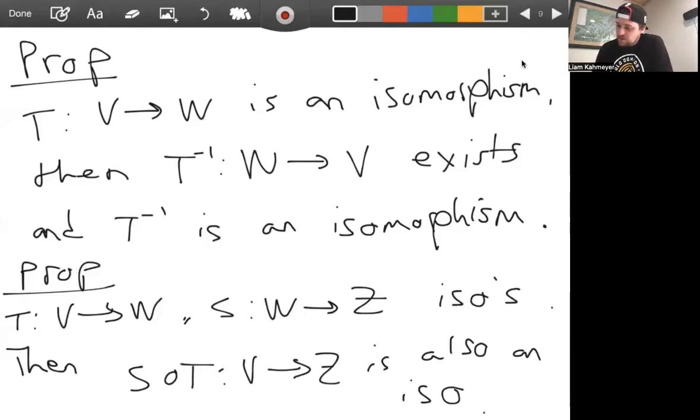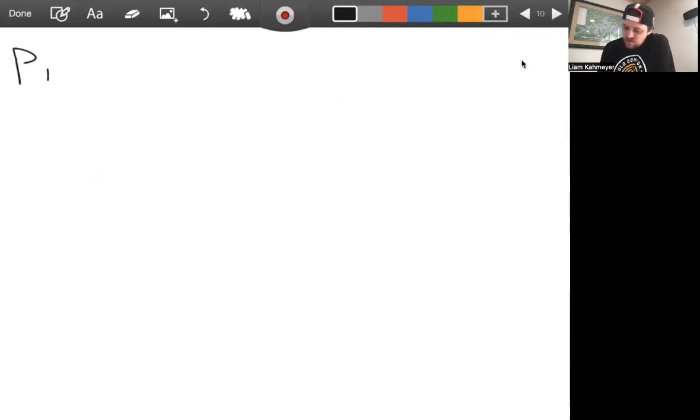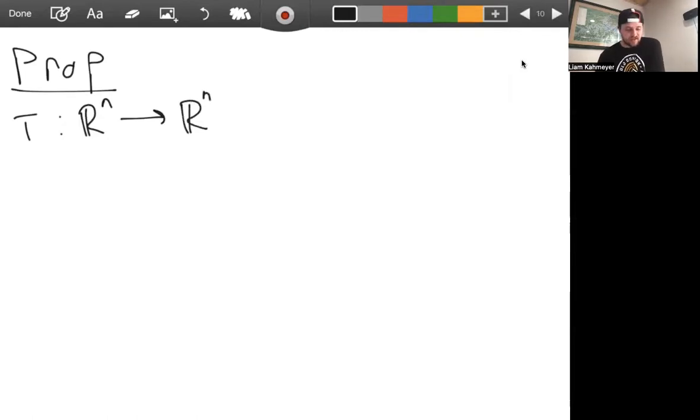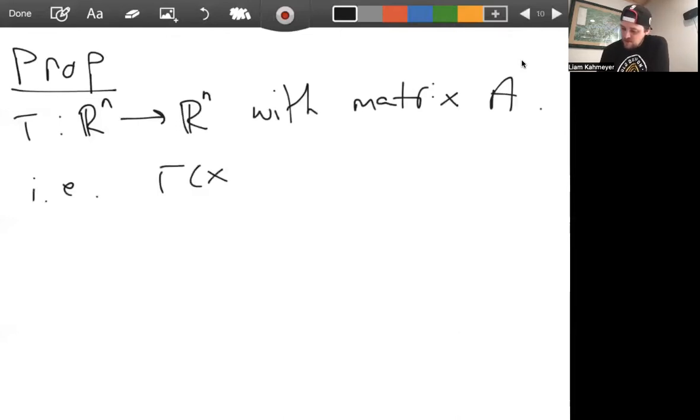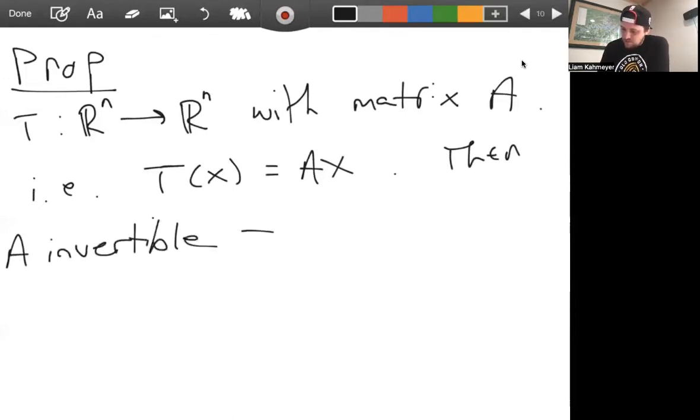And so there's one more proposition I want to state here. Let's look at a linear transformation specifically from Rn to itself. Let's say this is a linear transformation with matrix A, i.e. T of x is equal to Ax, right? Well then, A invertible implies that T is an isomorphism.